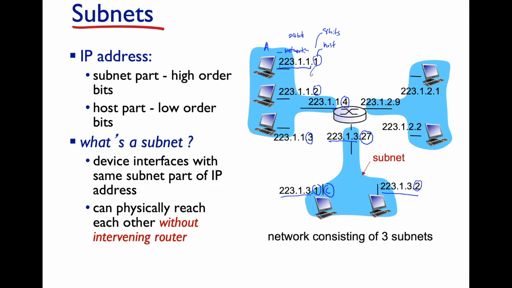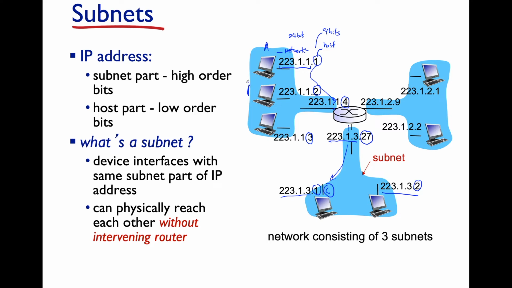So you send it to your local router. That router sees the destination address, looks up in the lookup table, and then sends it out onto the network. It gets picked up and ultimately delivered to host C on the 223.1.3 network, which is host 1 on that network.